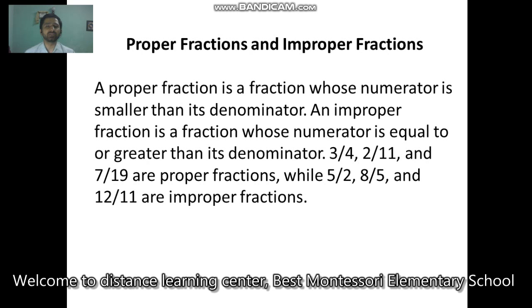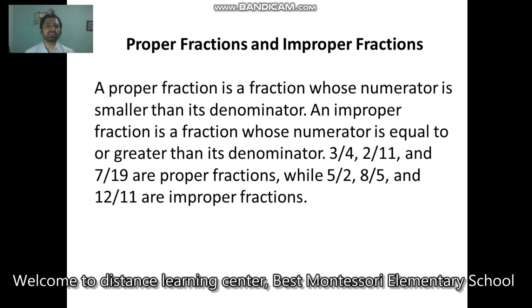Now moving on to the comparison between numerator and denominator, fractions can be divided into proper fractions and improper fractions. Proper fractions are those whose numerator is smaller than the denominator. 3 out of 4, 3 is smaller than 4. 2 out of 11, 2 is smaller than 11. 6 out of 9, 6 is smaller than 9. These are the proper fractions.